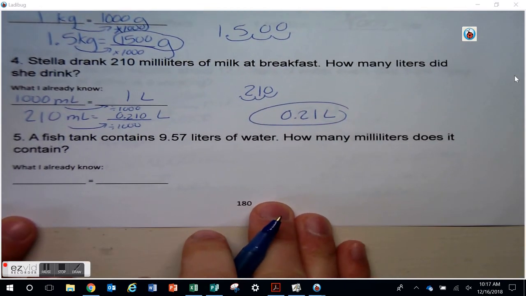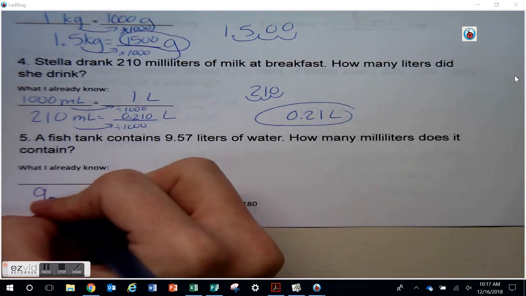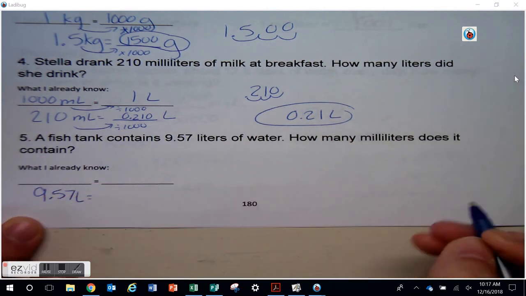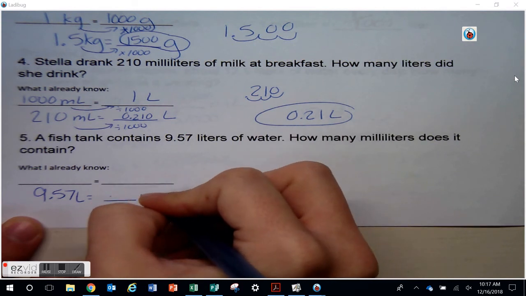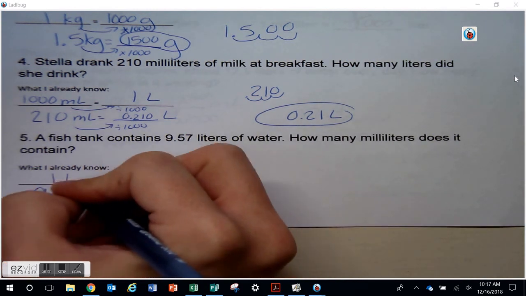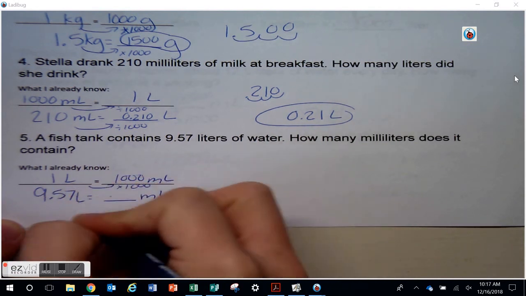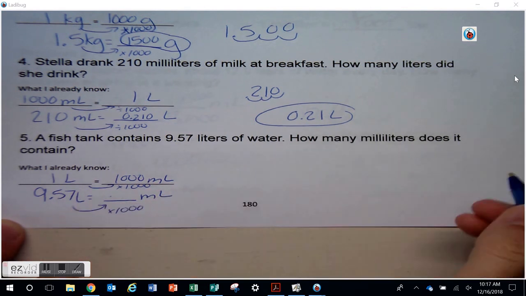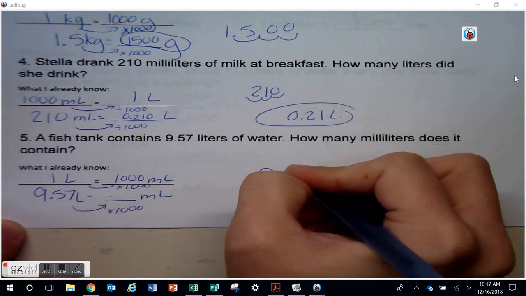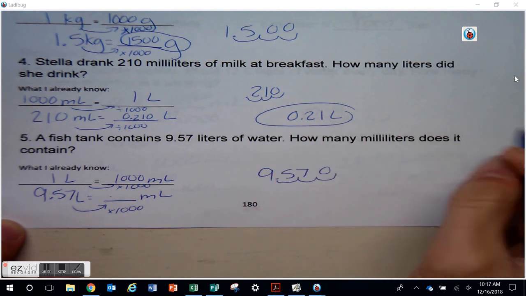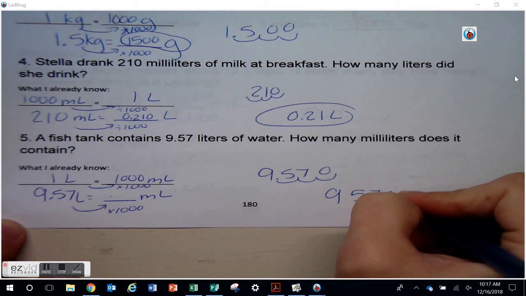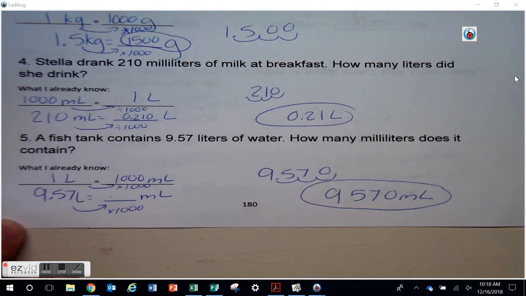A fish tank contains 9 57 hundredths liters. How many milliliters does it contain? Well, 1 liter equals 1,000 milliliters. So I know I'm multiplying by 1,000, making it 3 place values greater. So 9 57 hundredths, 1, 2, and 3, 9,570 milliliters. Always remember, write down what you know, write down what you want to know, and use that information to help you figure out the problem.